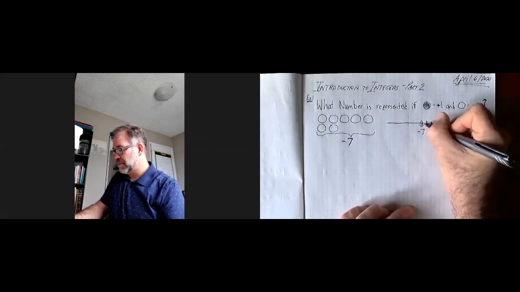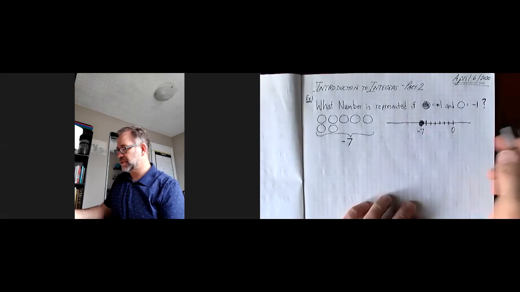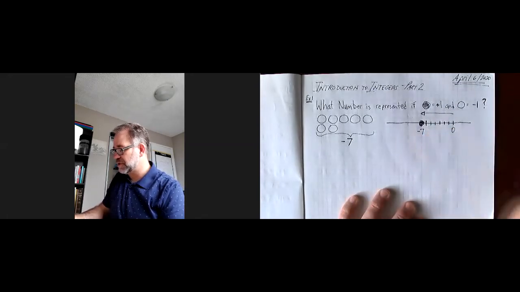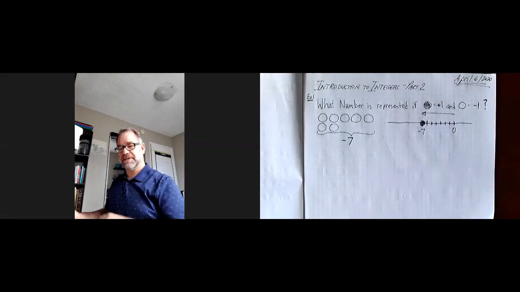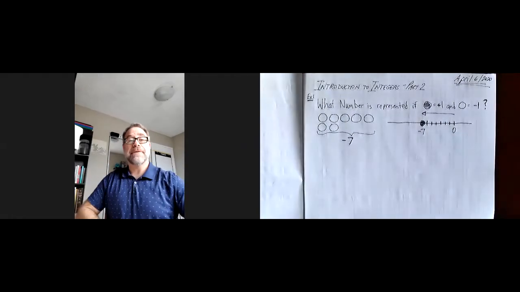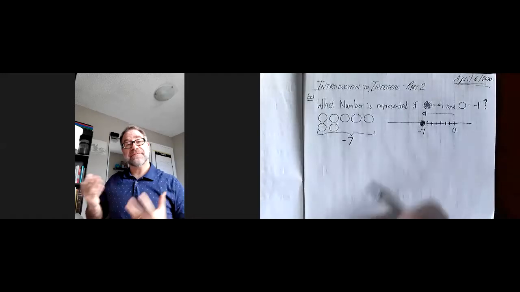So I could represent that over here with a dot, make it nice and clear. We could also represent it with an arrow going to the left, like so. Another thing that we consider when we're working with integers are words that have positive or negative types of meaning.